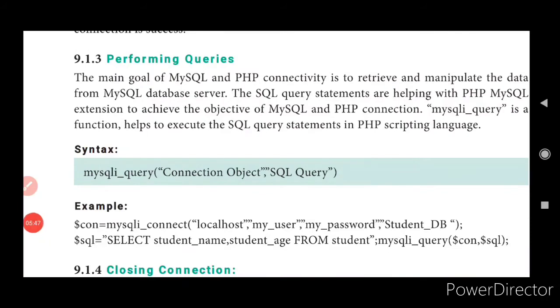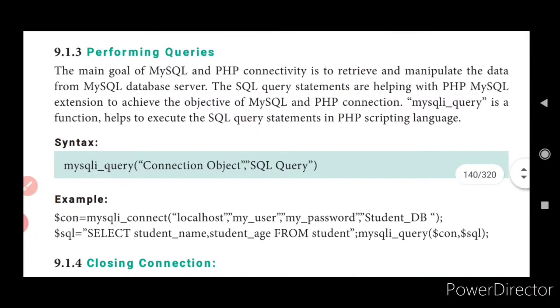See, the main aim of your query is to combine your MySQL and PHP connectivity to retrieve data and to manipulate the data from your MySQL database server. Here is the syntax for your mysqli query. Fine. So how do we do it? mysqli_query, connection object, SQL query.